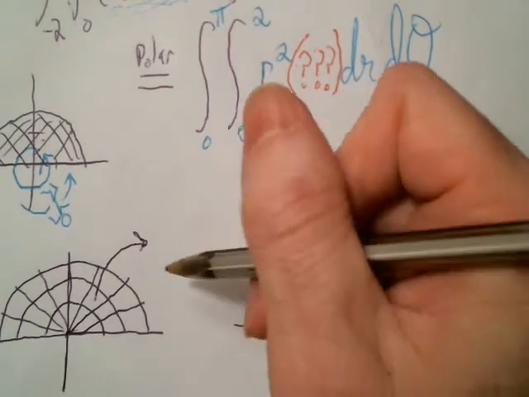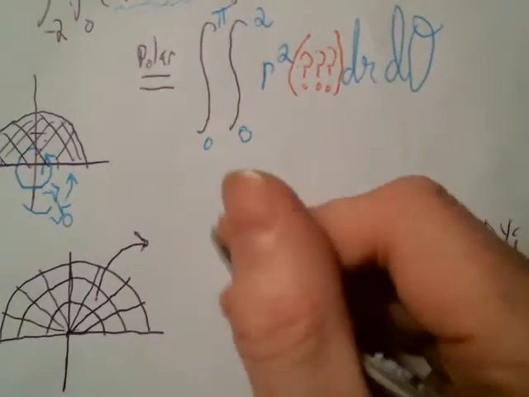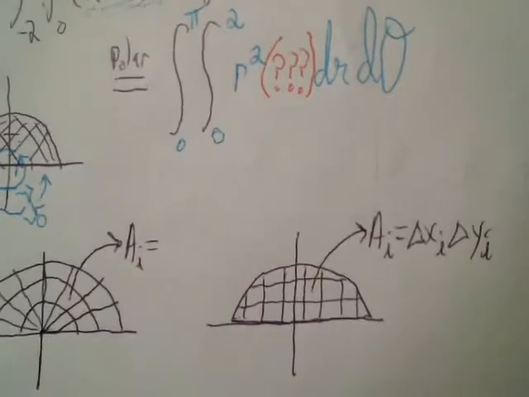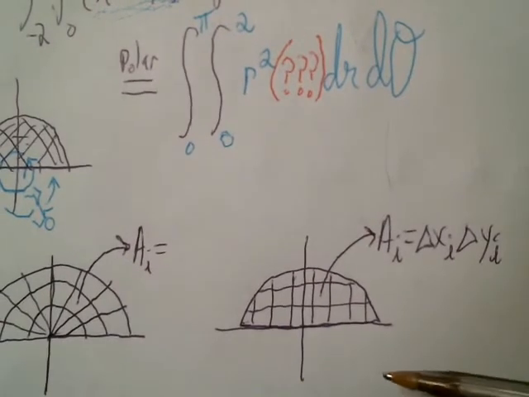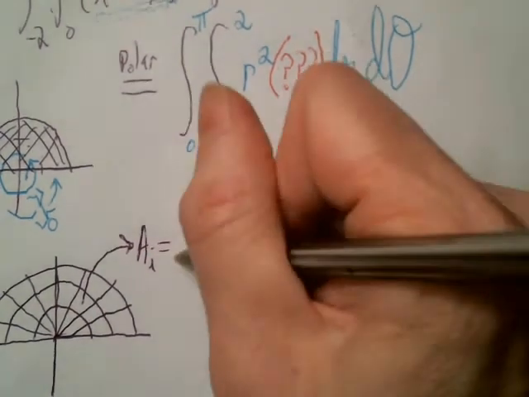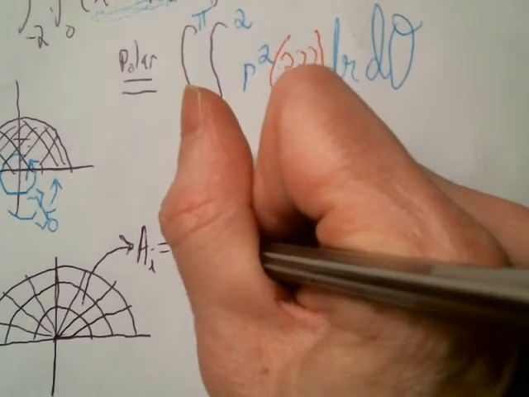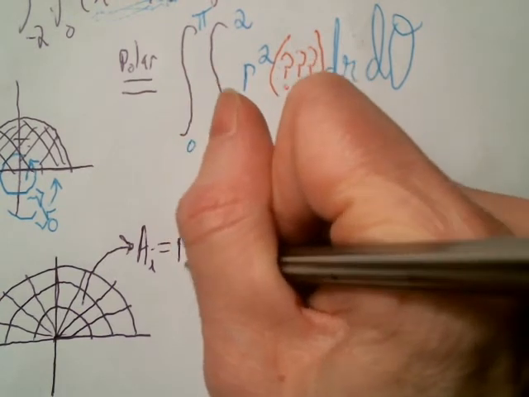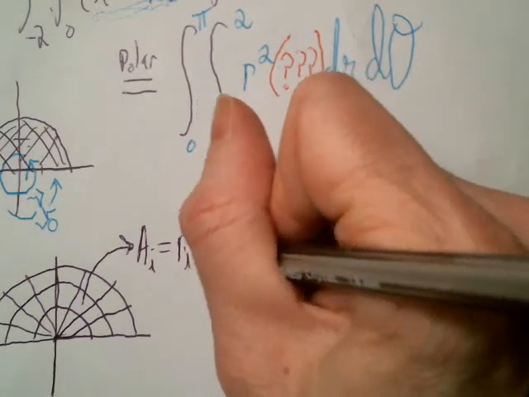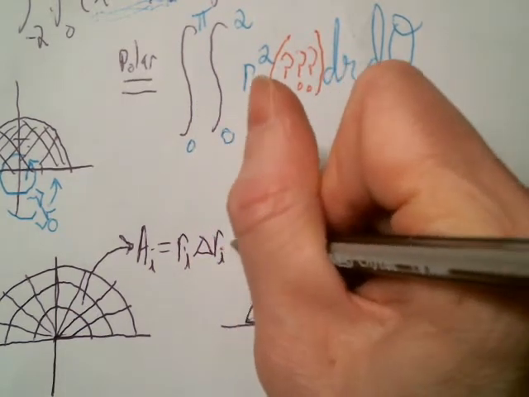So the deal is that in order to figure out the a sub i formula, you have to add in an extra factor to compensate for this problem. And that extra factor is going to be a factor of r. So the area of these little segments is going to be r, change in r, and then change in theta.